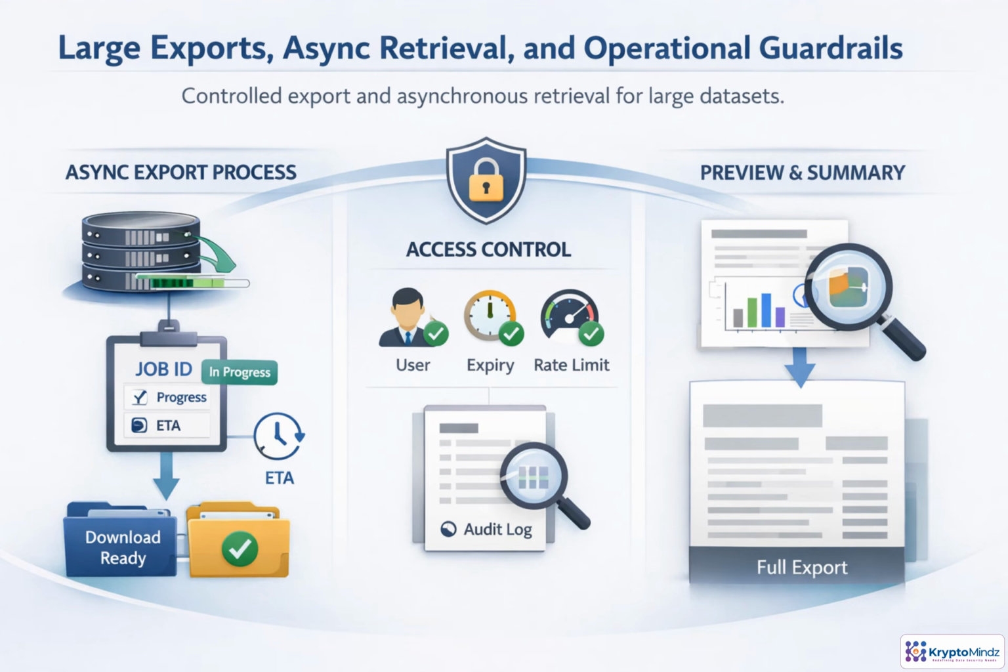When a request may return a huge dataset, do not stream everything back synchronously. Treat it as a controlled job. First, validate the user, policy, scope, and rate limits. Then create an export job and return a job ID, progress status, and estimated completion time. A background worker builds the artifact, stores it securely, and exposes only a signed, scoped link with an expiry. Before release, provide previews or summaries so users can confirm the result. Finally, audit every step, because generated files are data products too.